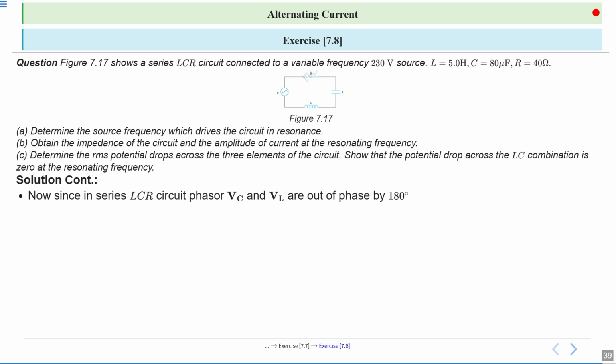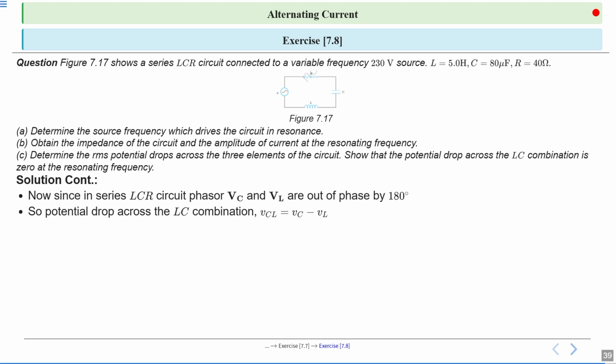So now, since in a series LCR circuit the phasors VC and VL are out of phase by 180 degree, the potential drop across the LC combination is calculated as VC minus VL, or we can say VCM minus VLM, or we can write it as VC RMS minus VL RMS. We can write it in any notation. We have calculated VC RMS and VL RMS, and they are equal. So if we take the difference for the LC combination, it comes out to be 0.